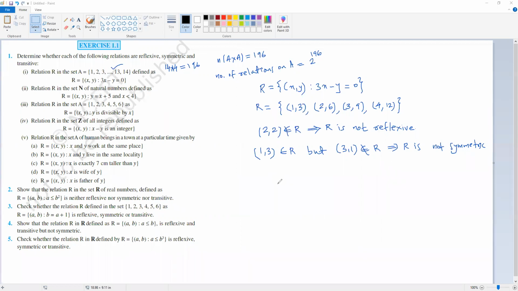ट्रांसिटिव है क्या? No, sir. No, because (1, 3) और (3, 9) relation में हैं, but (1, 9) relation में नहीं है. So that implies R is not transitive.